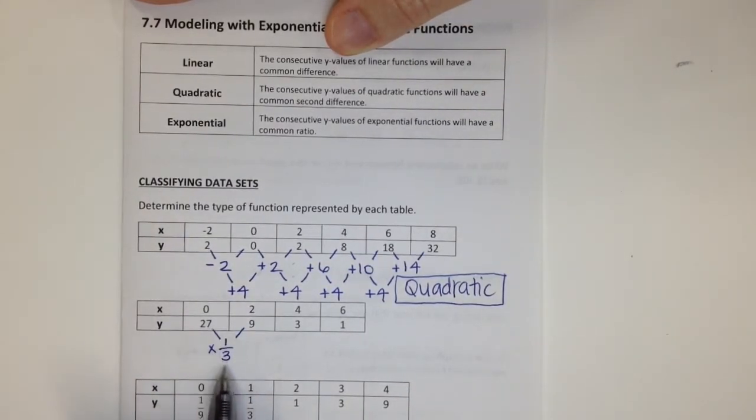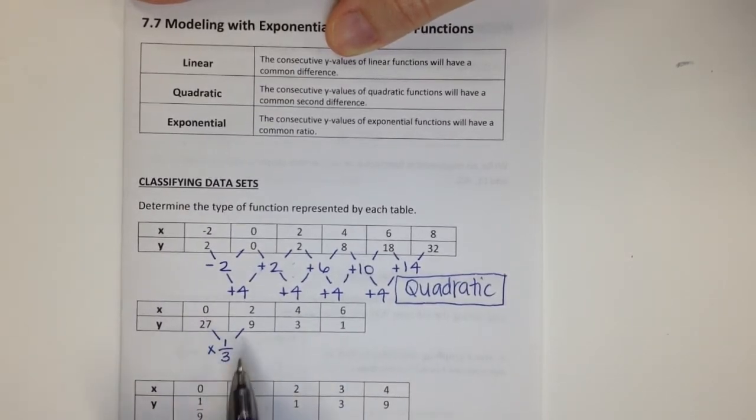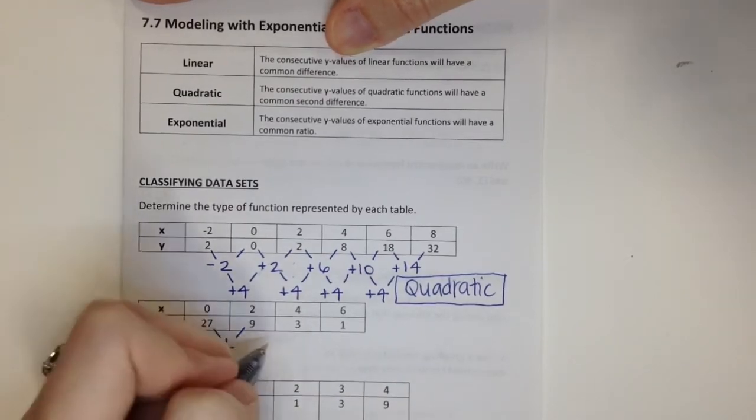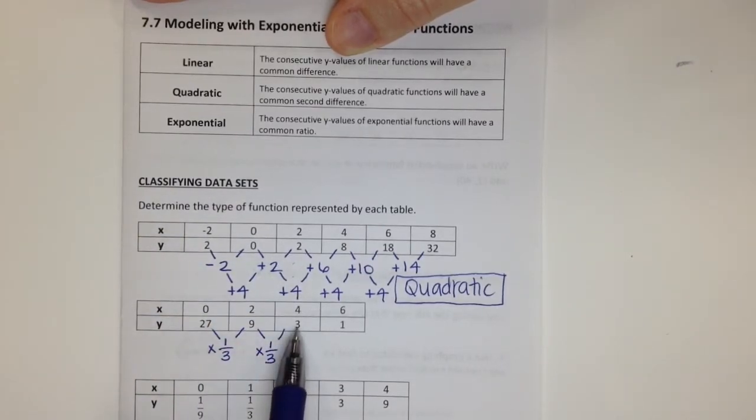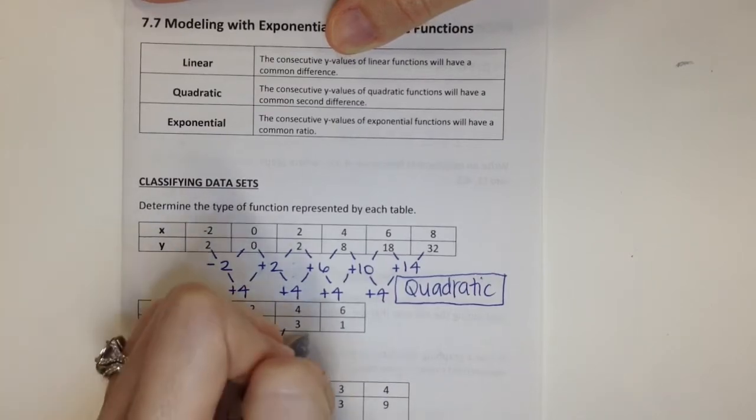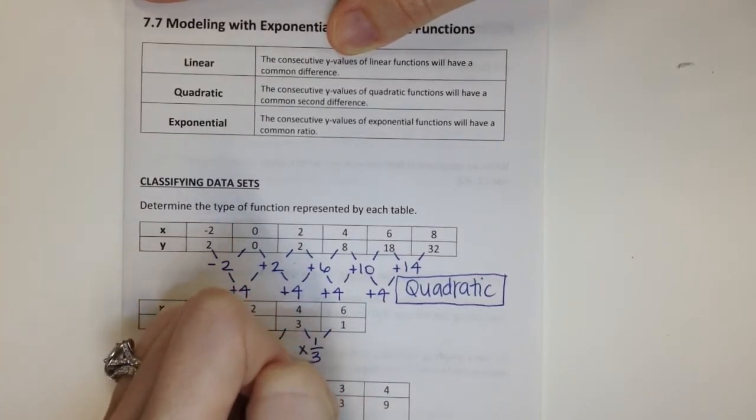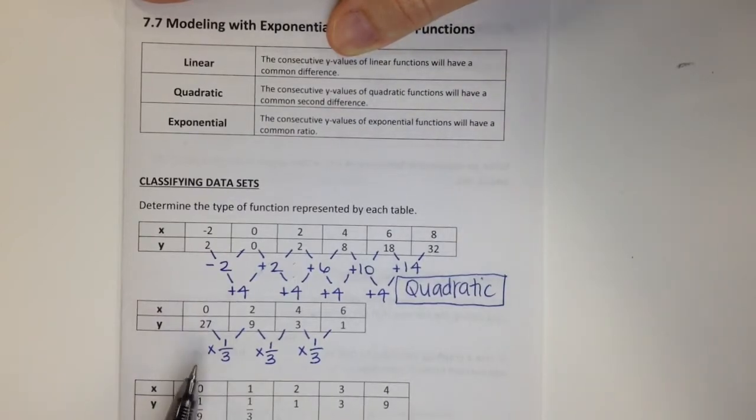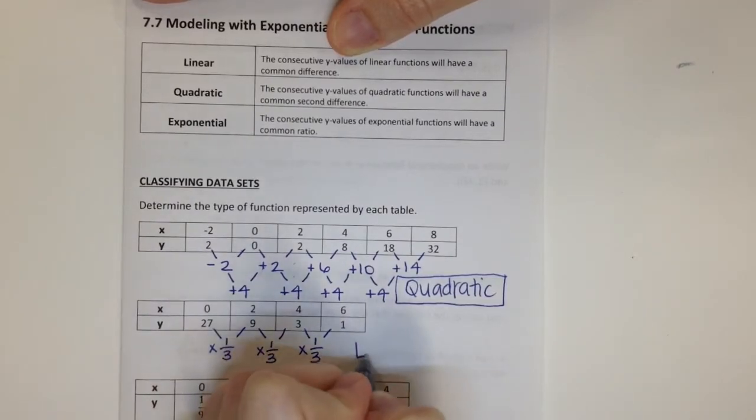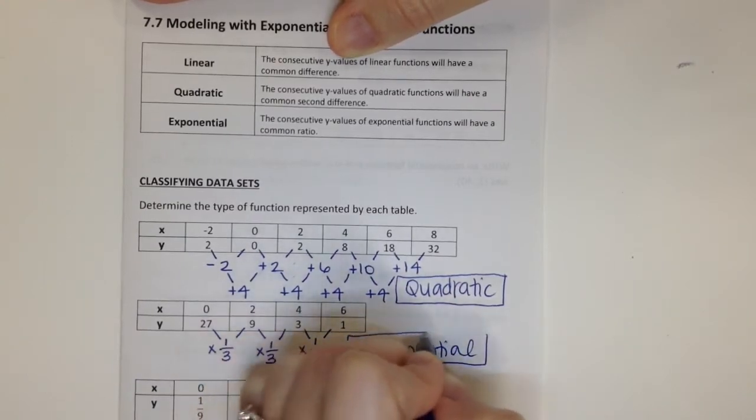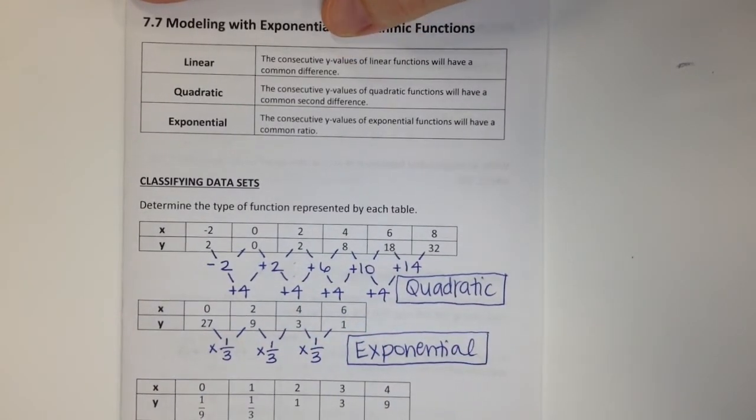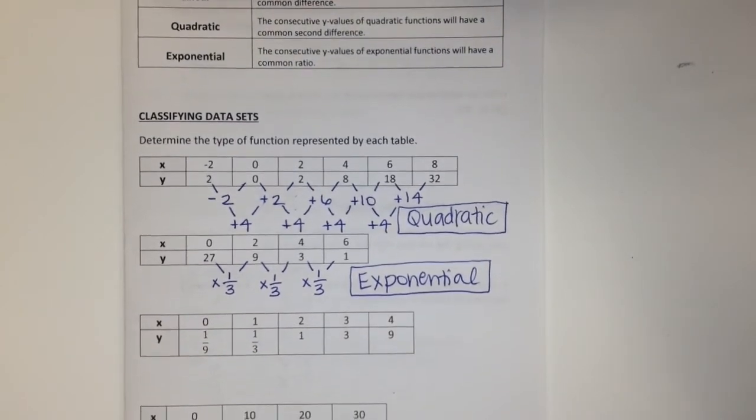And let's see if this multiply by 1/3 works for the rest of the table. Does 9 times 1/3 equal 3? In other words, does 9 divided by 3 equal 3? Well, the answer is yes. And then again, does 3 divided by 3 give you 1? Yes. Or 3 times 1/3 gives you 1. And since for these y values we're having to multiply by the same number all the way across the table, that makes it an exponential. Again, adding or subtracting, quadratic or linear; multiplying, exponential.